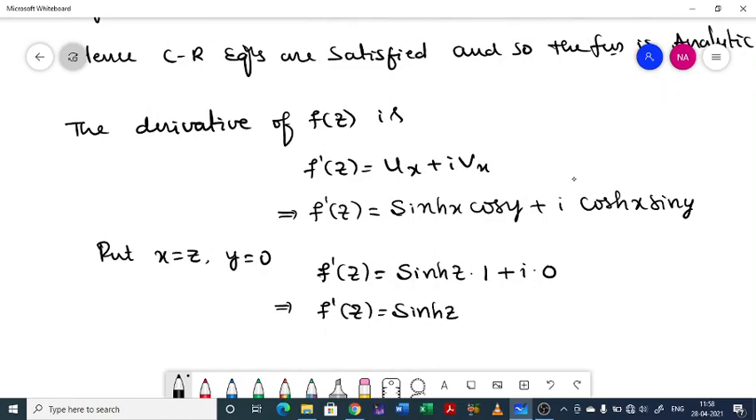So these are the problems that we may discuss on derivative of analytic functions in Cartesian form. In the next class we shall discuss the derivative of analytic functions in polar form.